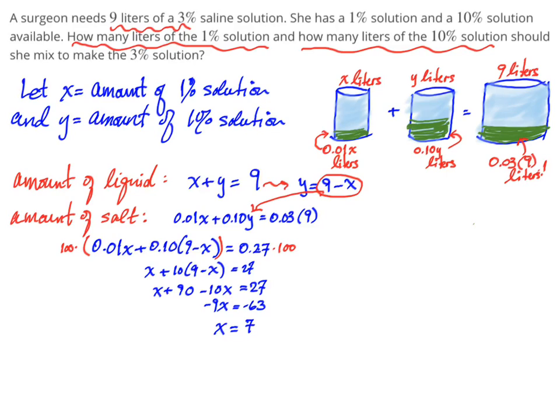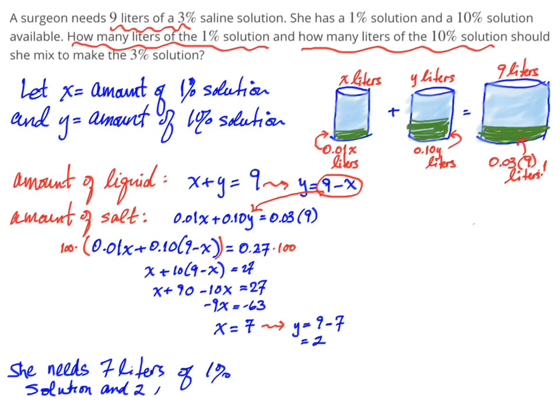Using the equation y equals 9 minus x, I get y is equal to 9 minus 7, or 2. And then finally we can answer the question. In order to mix these two solutions together to get 9 liters of a 3% saline solution, she's going to have to use 7 liters of the 1% solution and 2 liters of the 10% solution.